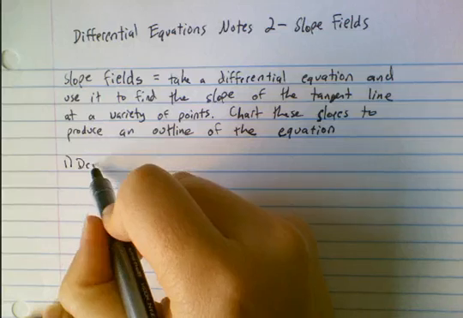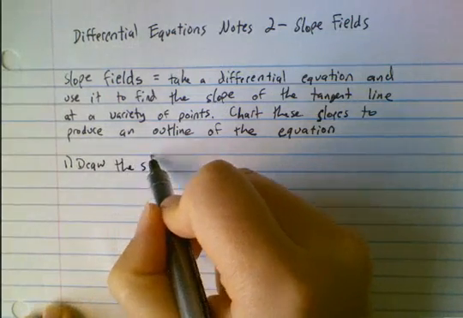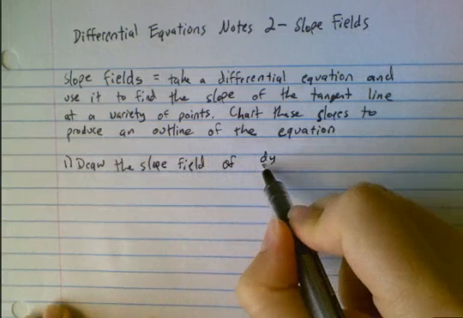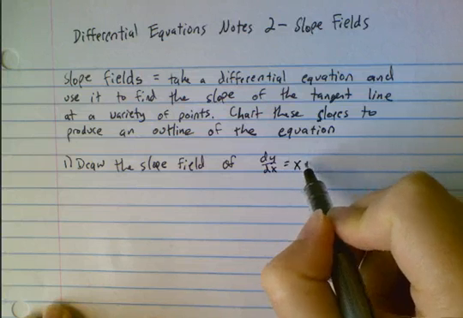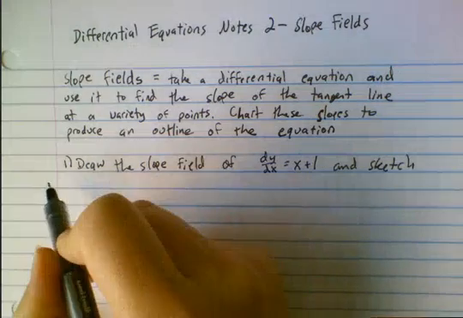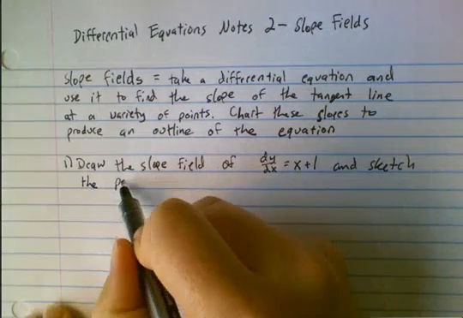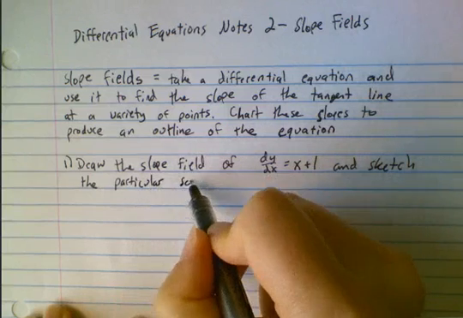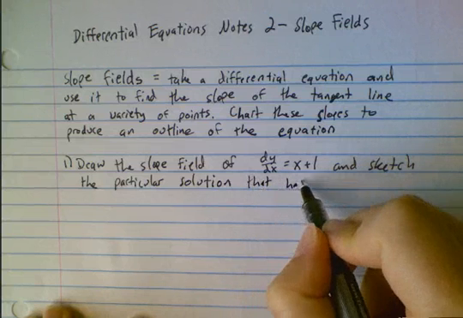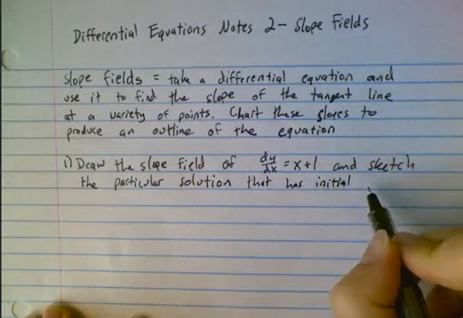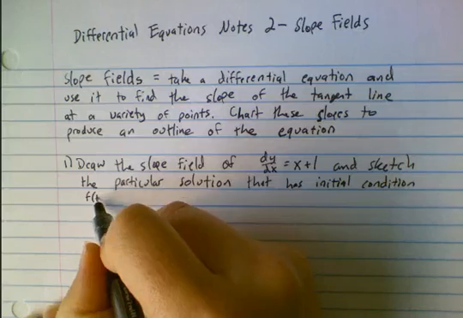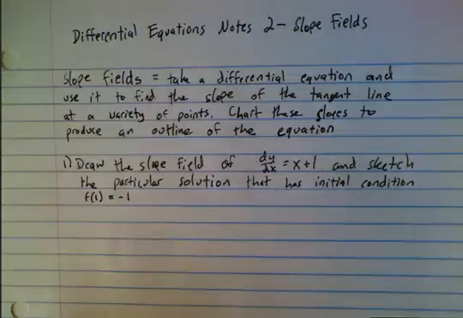So draw the slope field of dy dx equals x plus 1 and sketch the particular solution that has initial condition f of 1 equals -1.